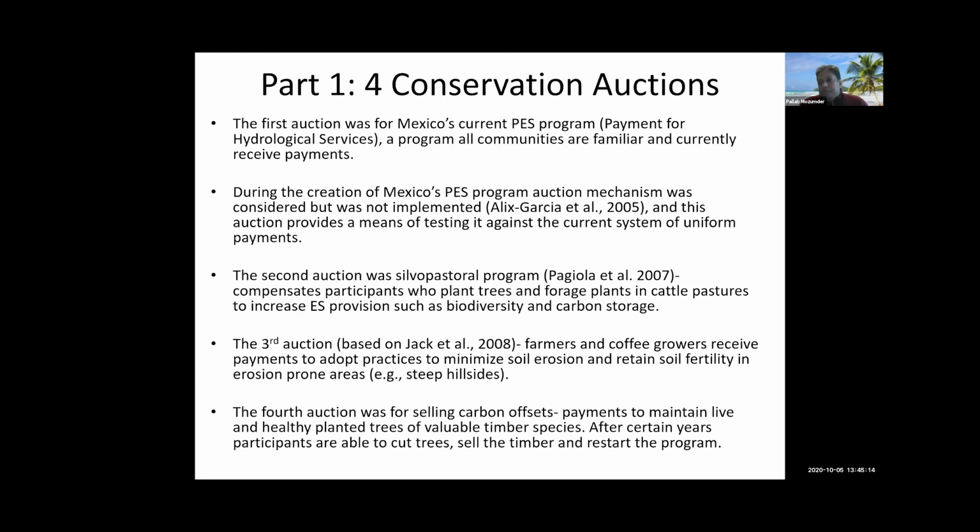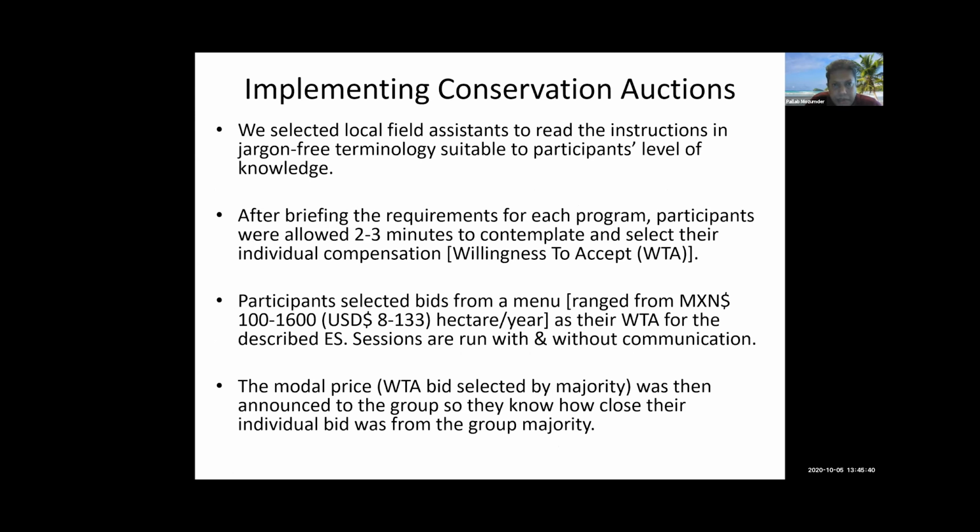So in our conservation auction mechanism, we implement four different conservation auctions. The first one is payment for hydrological services, and the second one is silvopastoral programs. The third one is soil erosion control, and the fourth one is carbon capture in the matured forest.